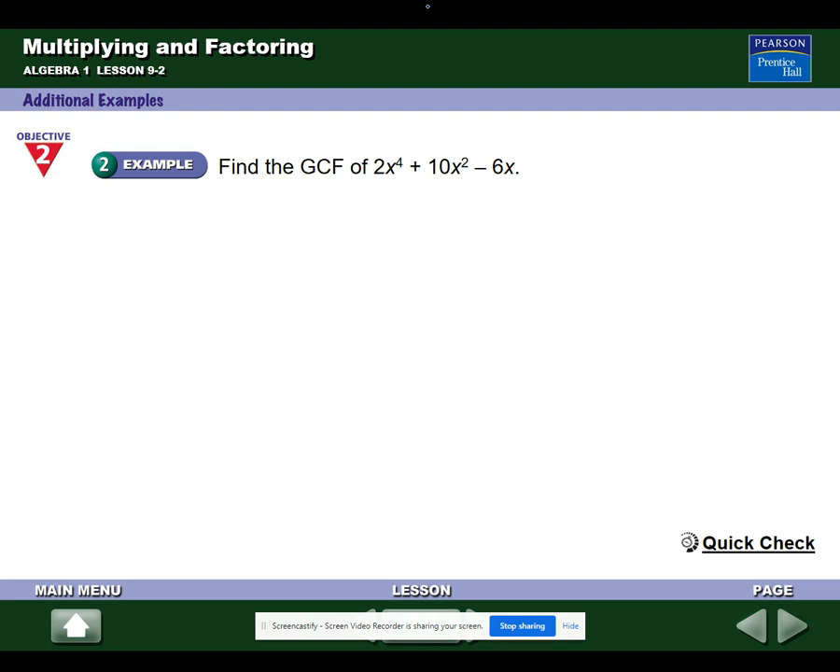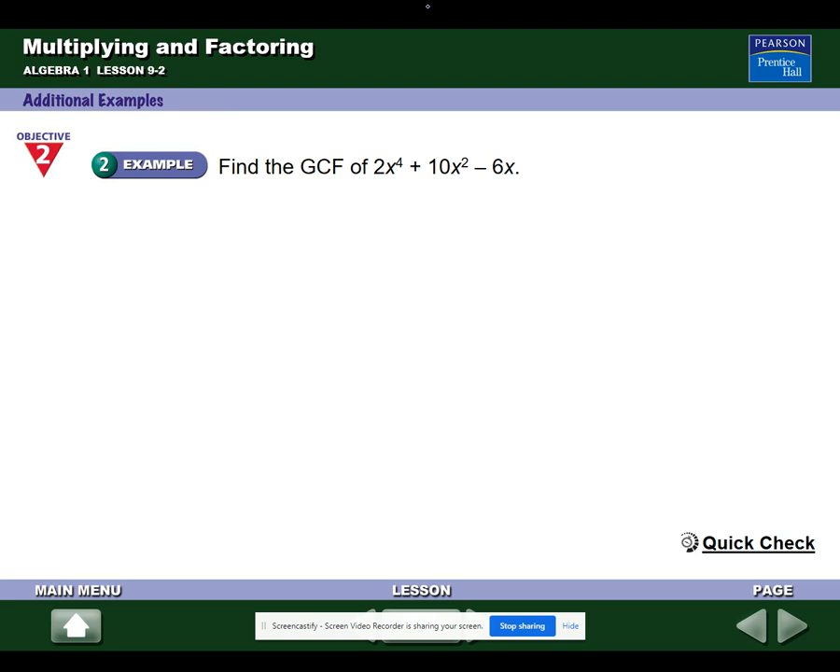So look at each term. And what you're looking for is the greatest number variable exponent combination that you can divide out of all of the terms. In this case, 3 terms. So what's the greatest number variable exponent combination that you can divide out of 2x to the fourth and also 10x squared and also negative 6x?